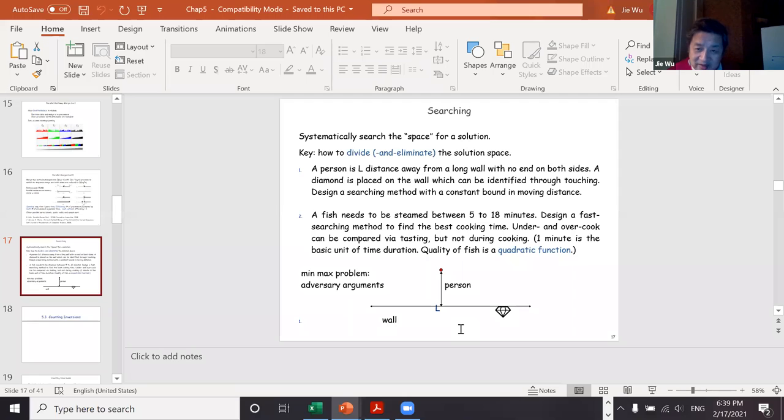So you can give a try several times. This time is not good, okay. Next time you steam, you adjust your time. Then undercooked and overcooked can be compared by tasting. So you remember the last time and this time, so you know which is the best time. But not during the cooking. One student said, oh, what happened? I tasted after a few minutes. But usually, like a Chinese tradition, you never open your stove when you cook, otherwise the fish no longer tastes good. And I assume that 1 minute is a basic unit of time duration.